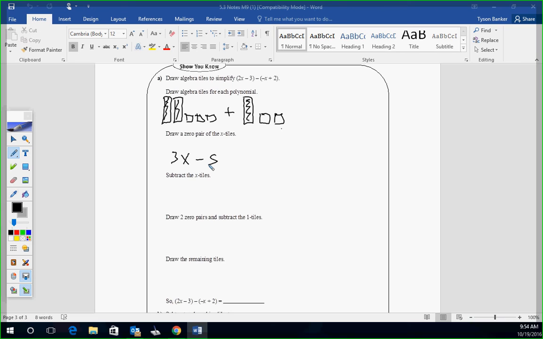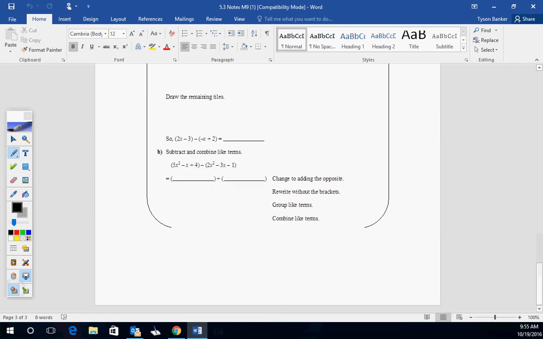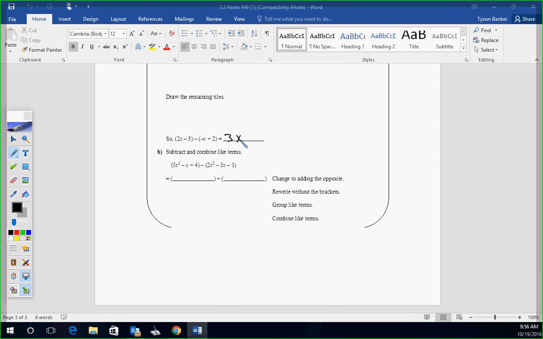You can kind of go ahead and just ignore this stuff because they have too many steps, which to me is not worth the time. Just we're going to go plus the opposite. Okay, plus the opposite. Okay. All right, so we just finished this one already. This one was 3x minus 5.